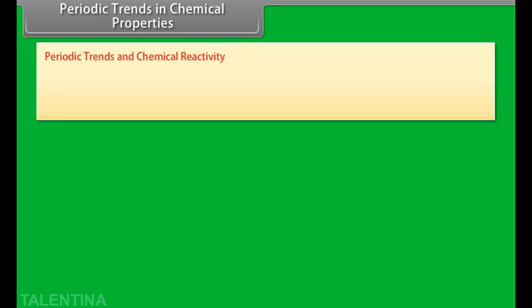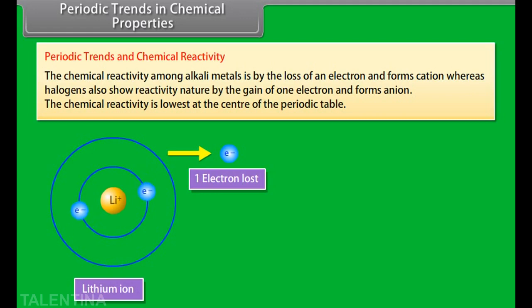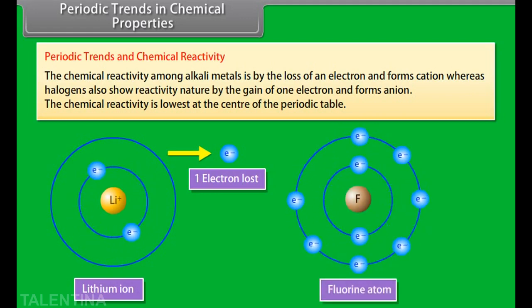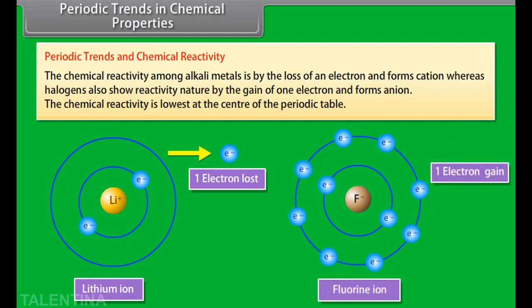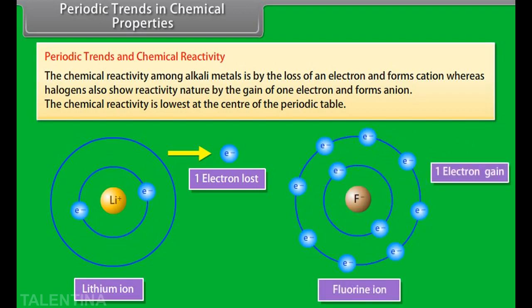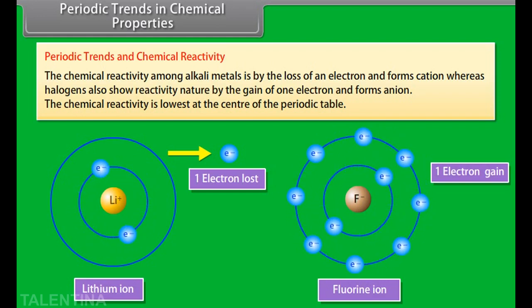Periodic trends and chemical reactivity. The chemical reactivity among alkali metals is by the loss of an electron, forming a cation, whereas halogens also show reactivity by the gain of one electron, forming an anion. The chemical reactivity is lowest at the center of the periodic table.